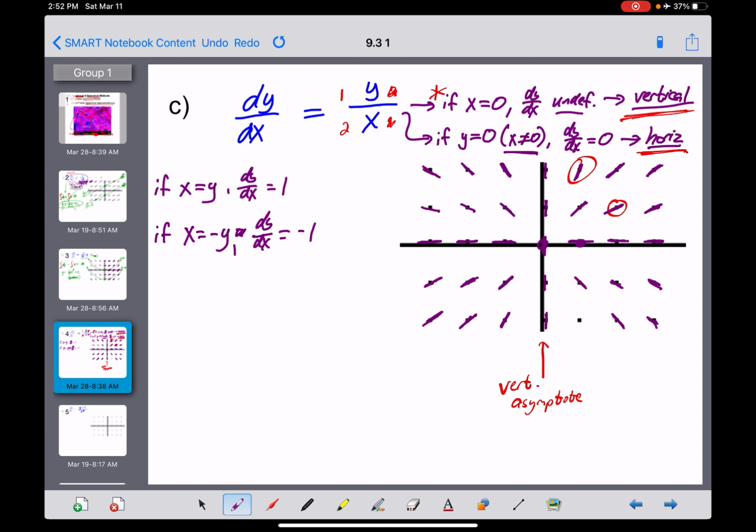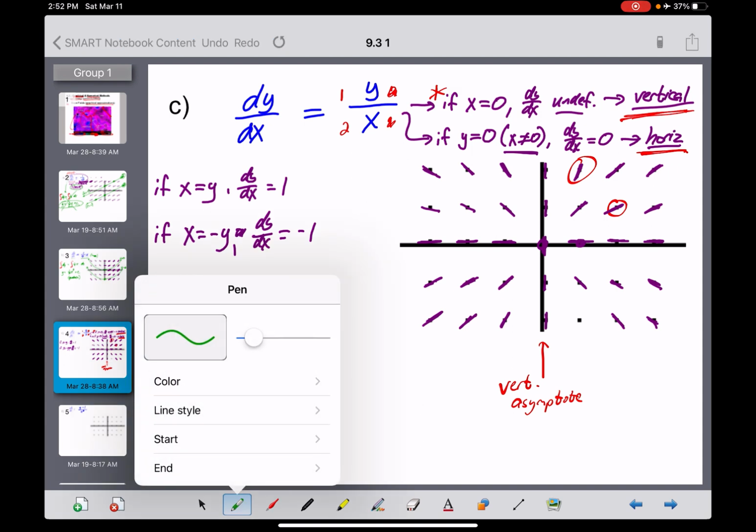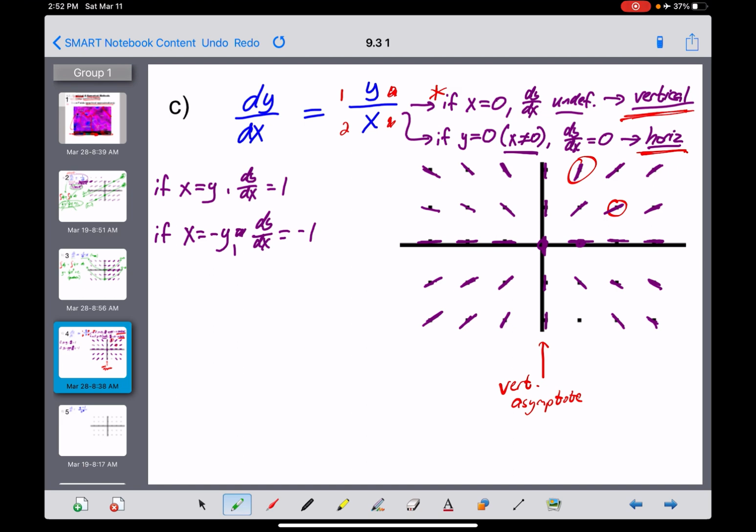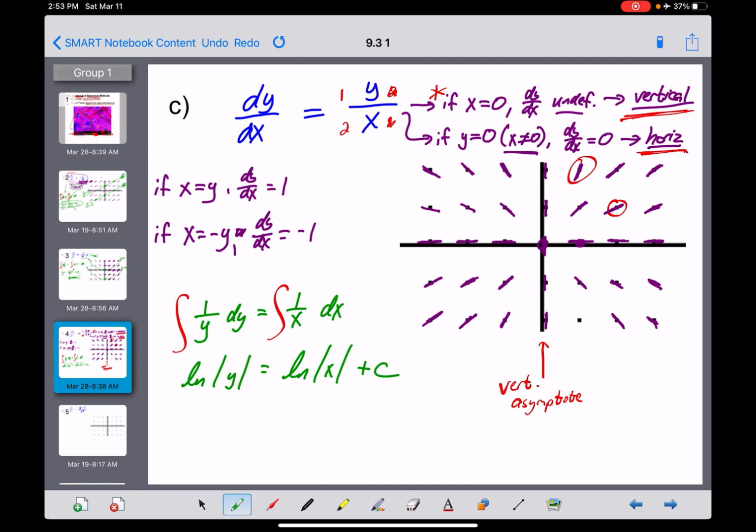Now, why is that? Once again, you don't need to write anything I'm about to do, but real quickly, if we separated our variables here, we'd get 1 over y dy is equal to 1 over x dx. This one's more interesting and complicated. Anti-differentiating both sides, we'd get the natural log of the absolute value of y equals the natural log of the absolute value of x plus c.